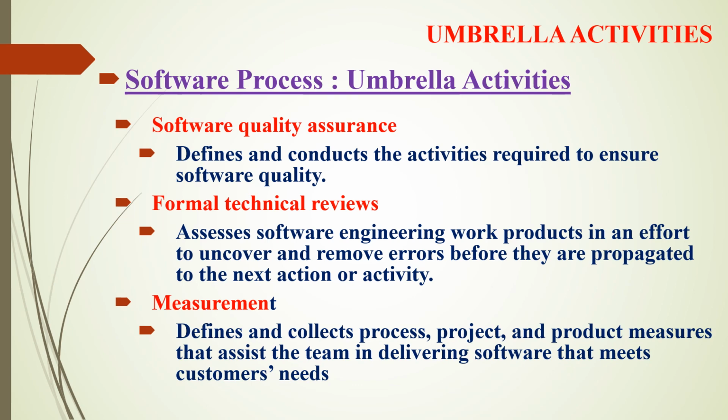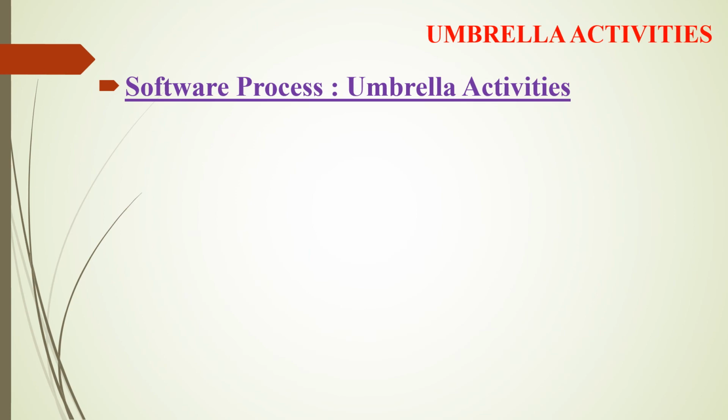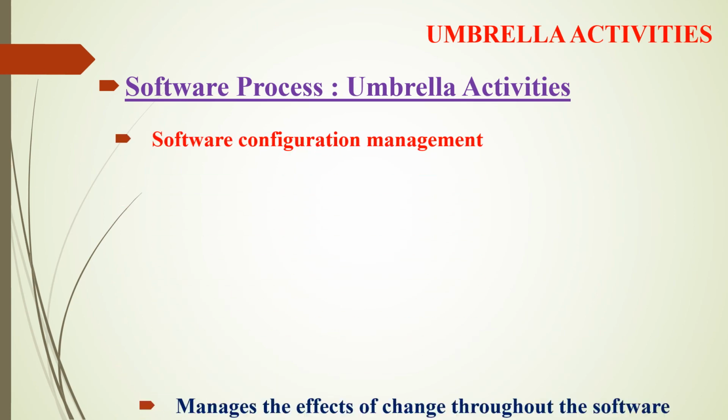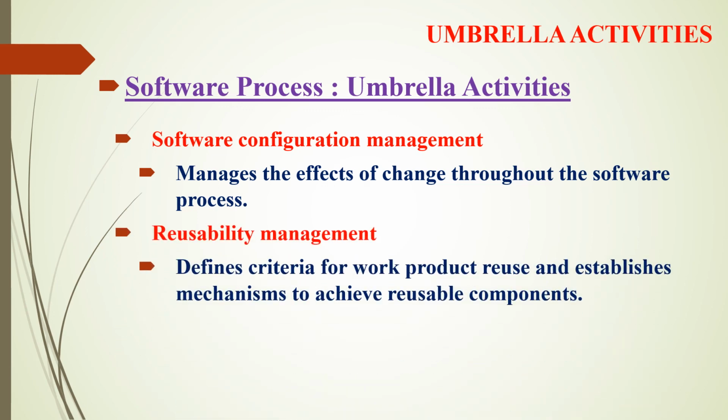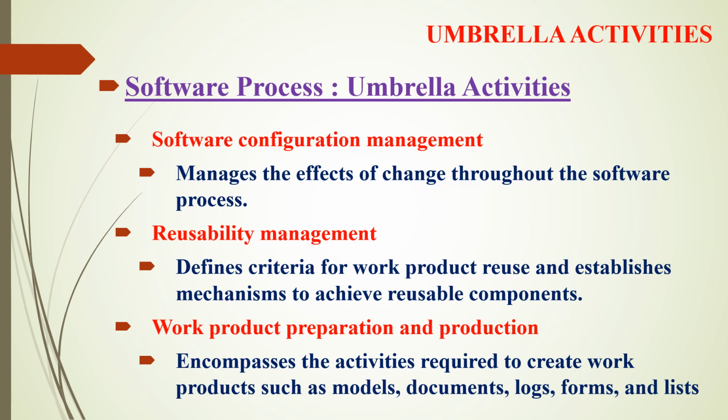Measurement defines and collects process, project and product measures that assist the team in delivering software that meets customer needs. Next one is software configuration management. It manages the effects of change throughout the software process. Reusability management defines criteria for work product reuse and establishes mechanisms to achieve reusable components. And work product preparation and production encompasses the activities required to create work products such as models, documents, logs, forms and lists.